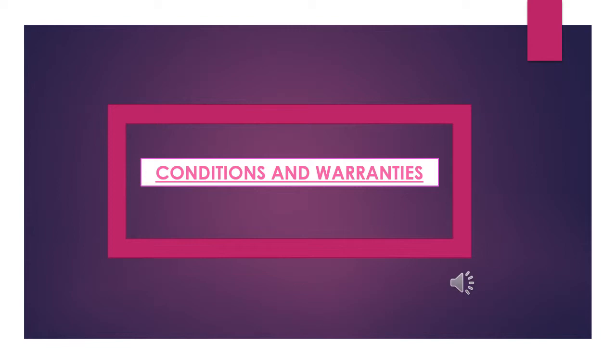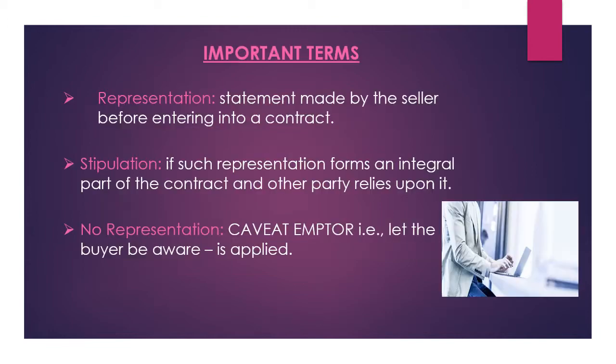Conditions and warranty. Important terms. Representation. Representation means a statement made by the seller before entering into a contract. Stipulation. If such representation forms an integral part of the contract and the other party relies upon it. No representation. Caveat emptor. It means let the buyer beware, and is implied in conditions and warranty.